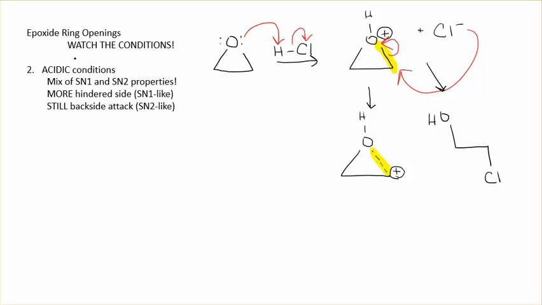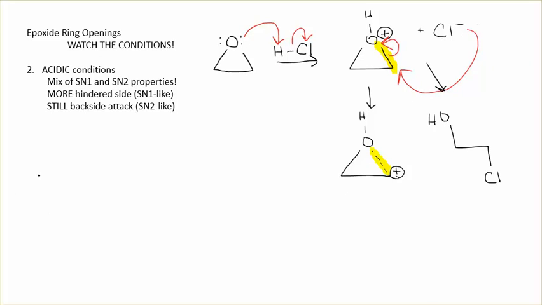So, under acidic conditions, there's kind of a mix of SN1 and SN2 properties. The reaction is going to occur at the more hindered side, because the more hindered side is going to be able to handle the positive charge better. But it will still occur via backside attack because there's no true carbocation here. That bond is kind of like it's broken, but it's not. So the nucleophile is still going to come in from the backside.